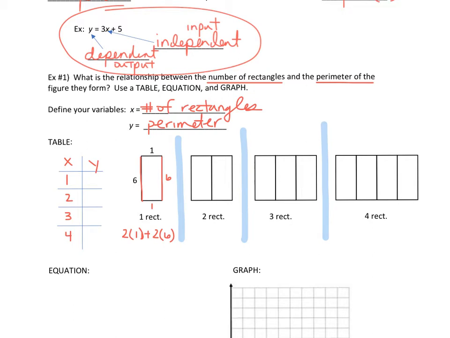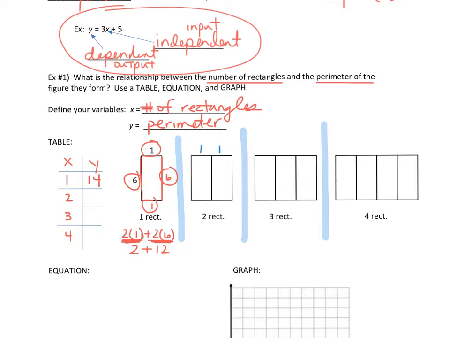What is that value? 14. That's 14. 2 plus 12. Okay, so the perimeter of 1 rectangle here is 14. The distance around it. I just went 6 plus 1 plus 6 plus 1. But basically that's 2 1s plus 2 6s. Okay? Okay, now look at the next picture.